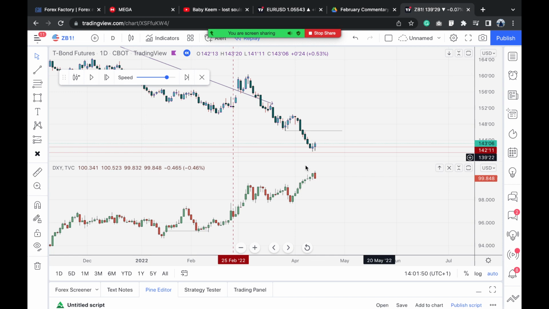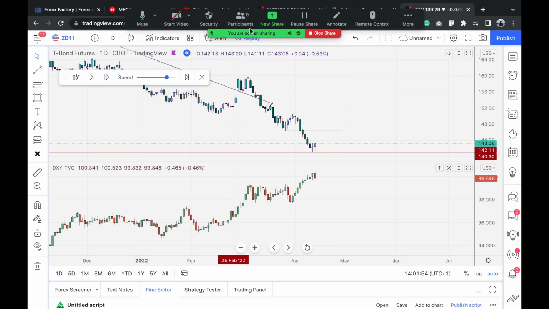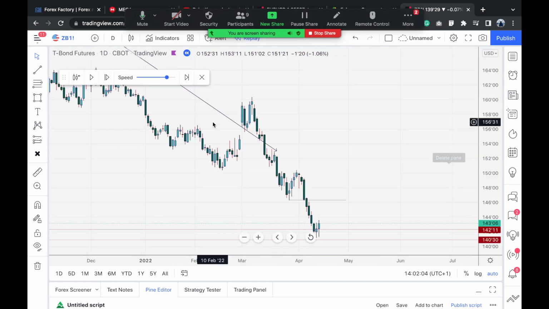Now, let me teach you something with bond prices. The first thing I needed to do was figure out the relationship between the U.S. treasury bond prices and the dollar. Now, the next one I want to show you guys is a very neat trick.